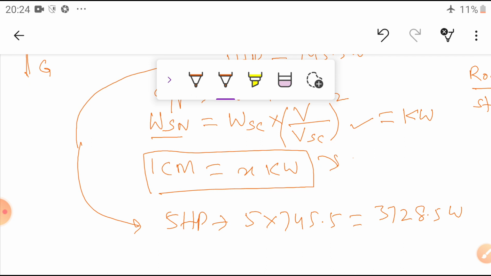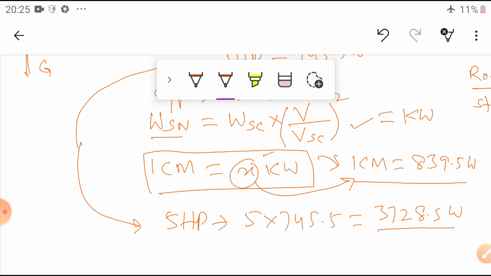But from this one, I know the scale. What is the scale? From 1 centimeter, I am going to get 839.5 watts. For example, you take whatever value you calculated. So 1 centimeter is equal to, instead of x, I assumed, 839.5 watts.